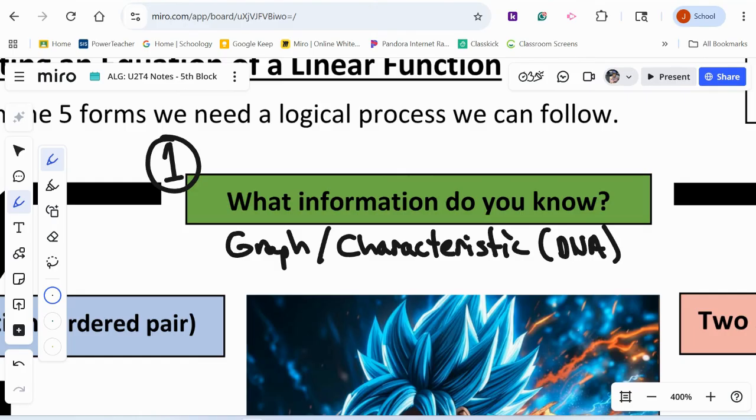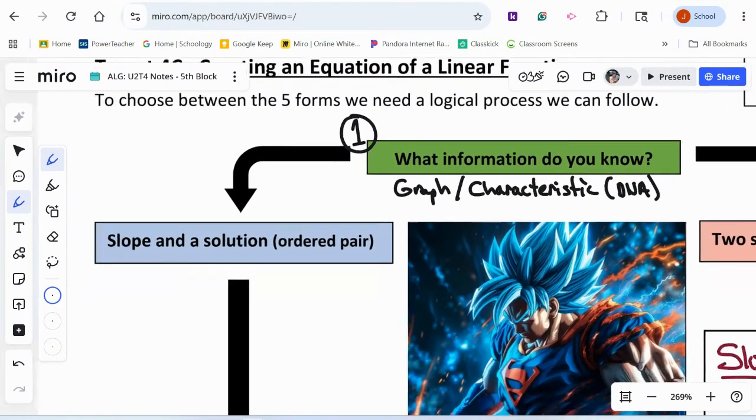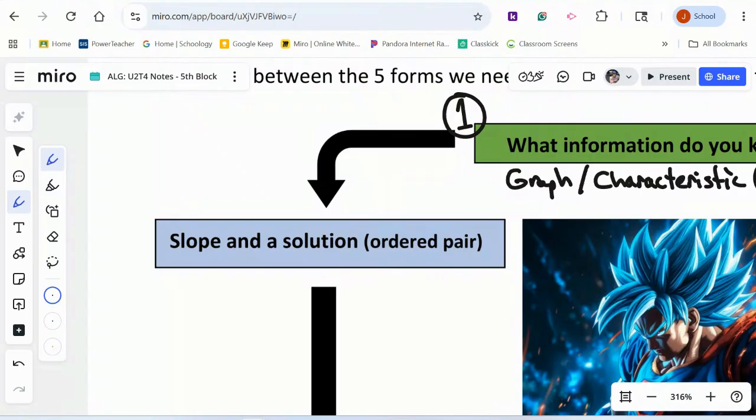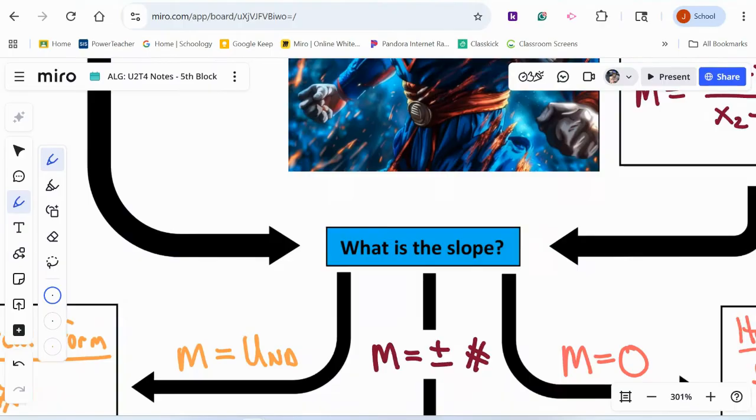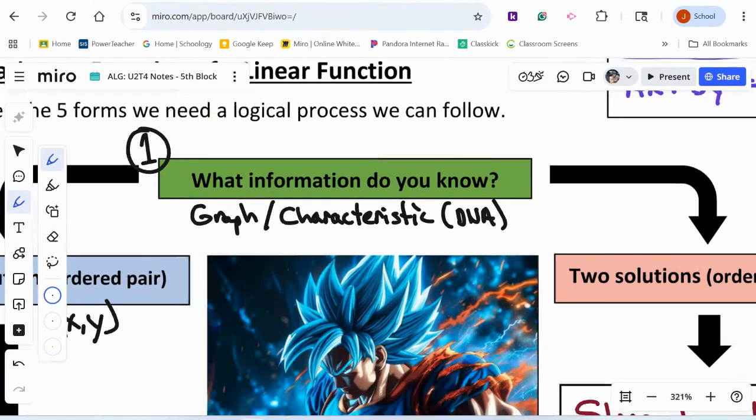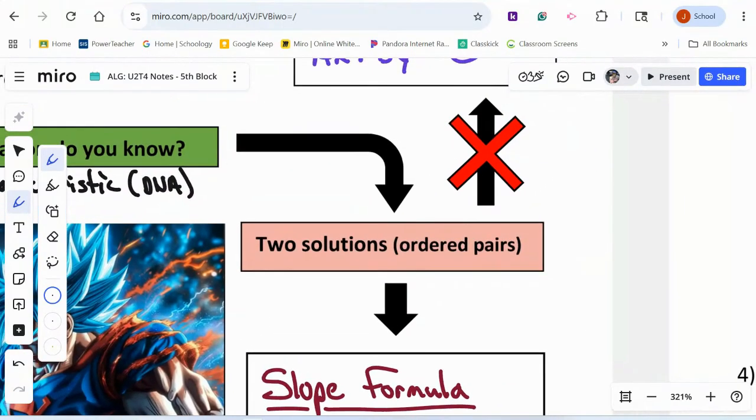All right. And regardless of what is given to you, really the answer to this question of what information do you know follows only two possible outcomes. So the hopeful outcome, which makes our lives easier, you can see following the flow chart to the left, is that we are given the slope, m, and some solution, some ordered pair, right, of our linear function. If that's the case, then we can just follow this flow chart right to question number 2, which is, what is the slope?